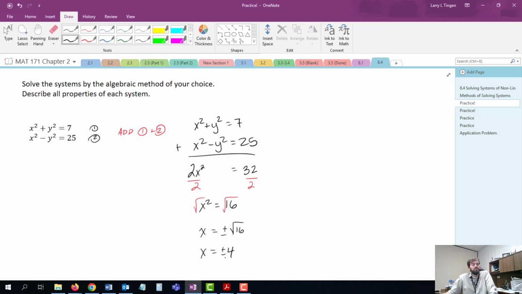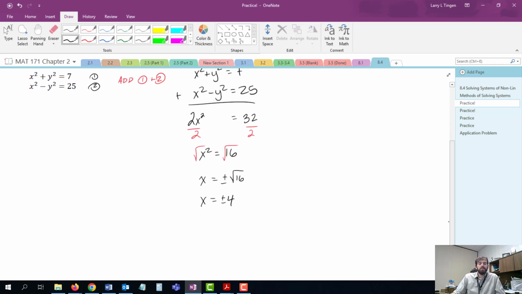Now if you decided you wanted to subtract those two equations at the beginning, you can absolutely do that, and what will happen is the x's will go away, but then you'll be left with 2y is equal to negative 18, and you'll go from there. But so here are the x values that could be solutions. So now we're just going to check them.